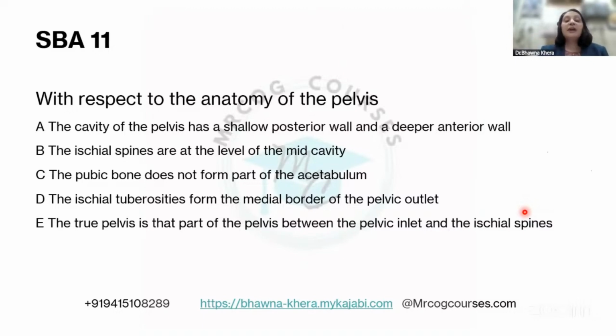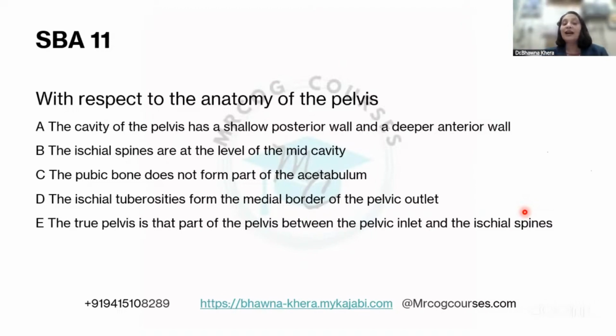The ischial spines are at the level of the mid cavity. The pubic bone does not form part of the acetabulum. The ischial tuberosities form the medial border of the pelvic outlet, and the true pelvis is that part of the pelvis between the pelvic inlet and the ischial spines. So basically the cavity of the pelvis has the deep posterior and the shallow anterior part. So your A option is false.